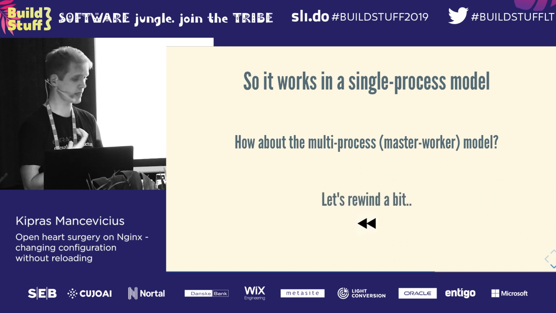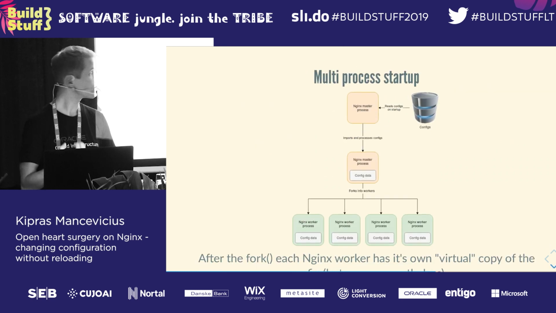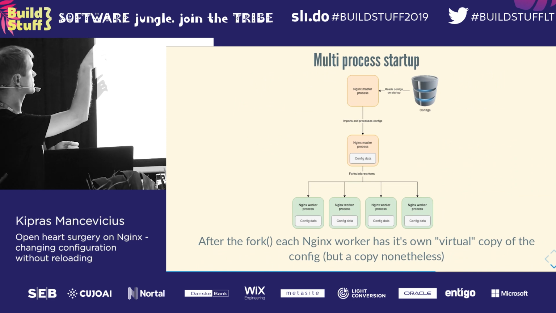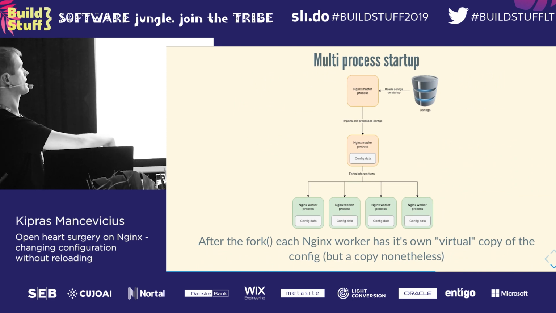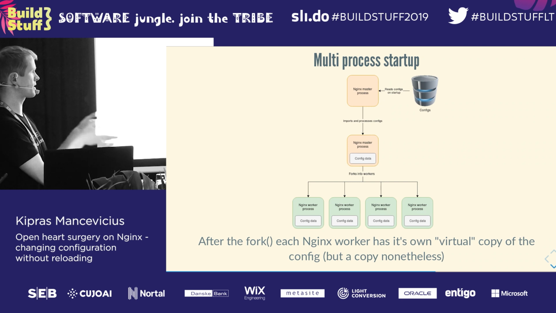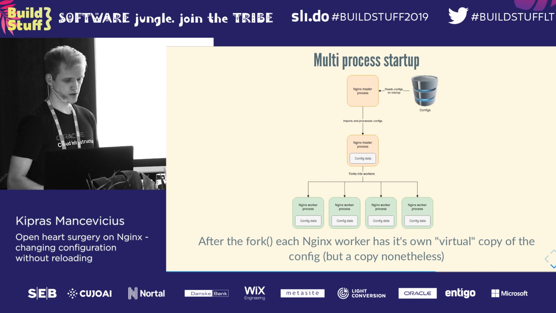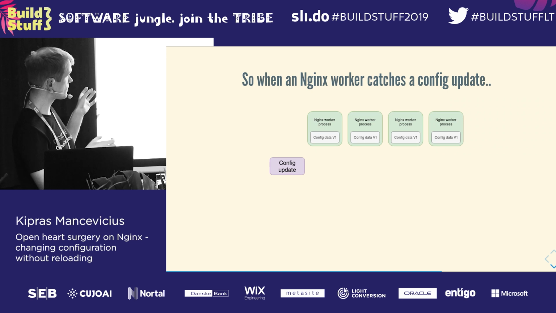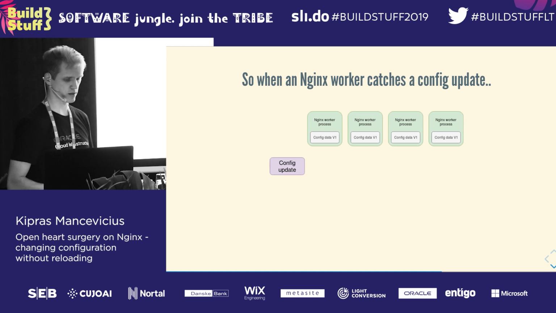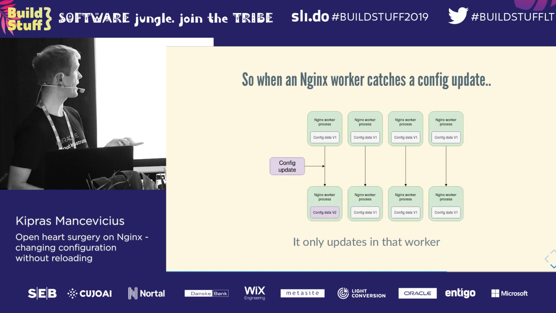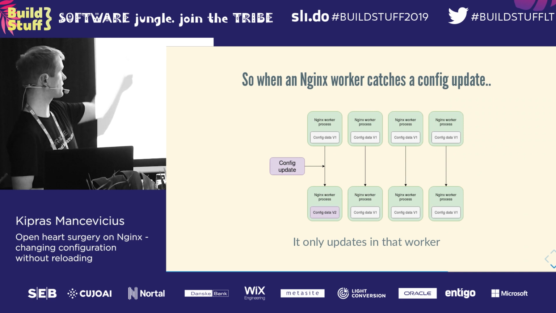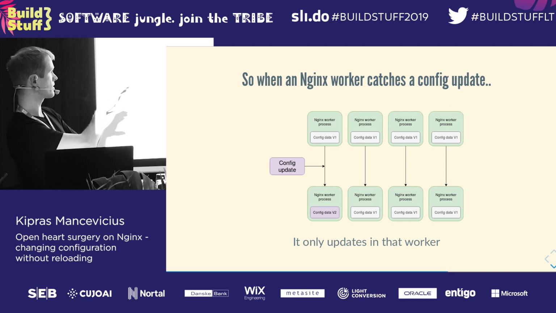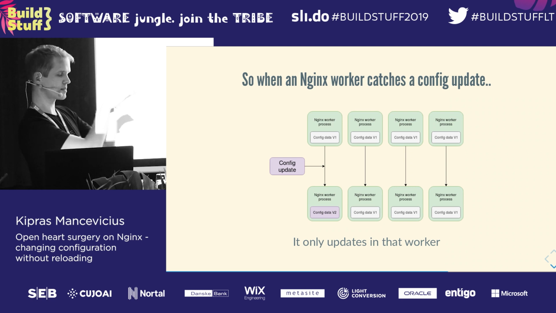So let's rewind a little bit. We talked about this system where Nginx starts up, reads the configs, and then it forks itself. And the workers are actually forks of the master. Okay? So let's say here we have our 4 workers, and then there's a config update request coming in, right? And one of the workers catches it. So what happens? It catches it, it updates the config, but the config stays in that single worker, right? Because again, it's a virtual copy of the configs, but it's still a copy.